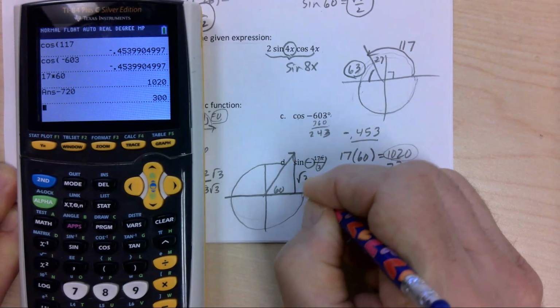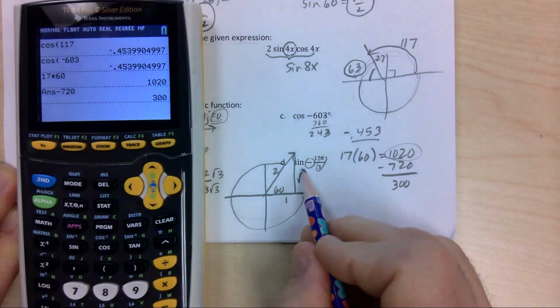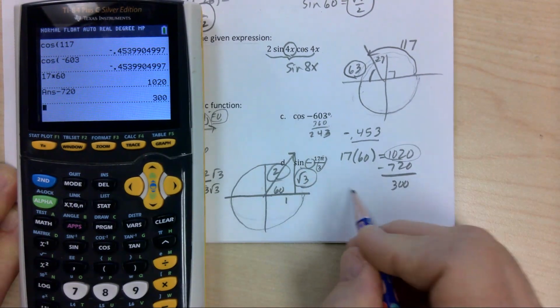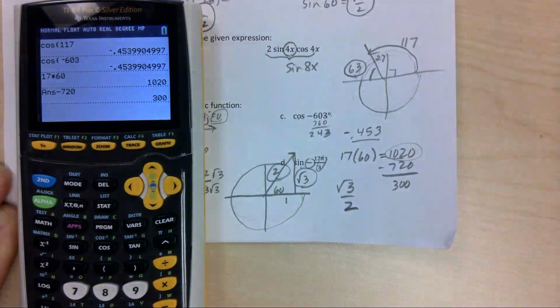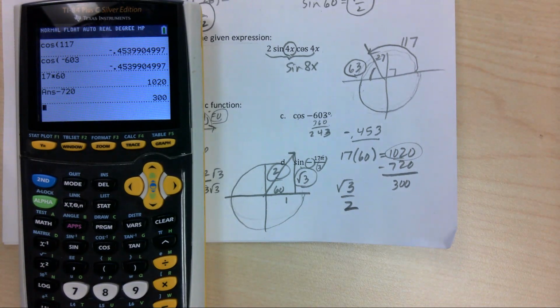So that's our square root of 3, that's our 1, that's our 2. So what's sine? Opposite over hypotenuse. So square root of 3 over 2. We'll stick a fork in it.